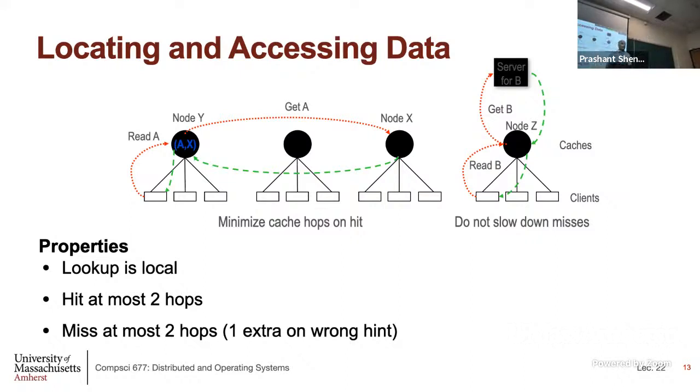So it's a flat structure where the proxies are cooperating with one another, but if they don't have the content, they directly go to the server. So misses will mean either you have it, otherwise you go get it from the server or something like that, right? So that's the first thing.